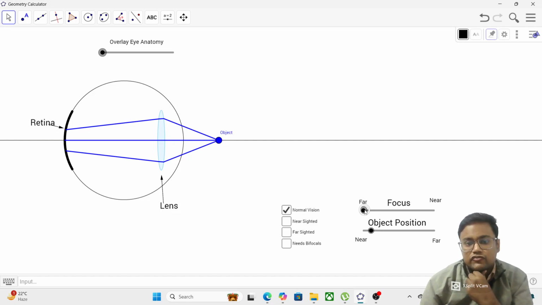our brain will instruct in such a manner that due to the power of accommodation, the lens will get thicker and thicker.